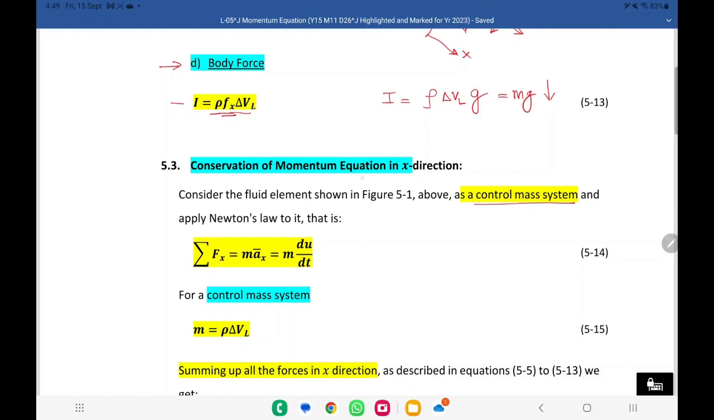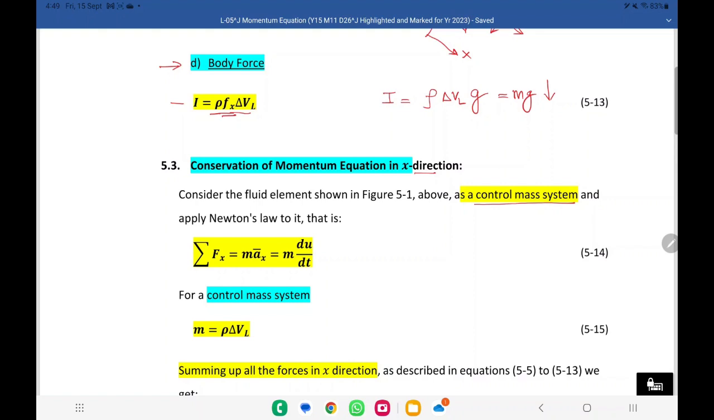We write the conservation of momentum equation in the x direction, right? What is Fx? Fx is the body force in the x direction per unit mass, and that is why you are multiplying it by rho and delta VL.